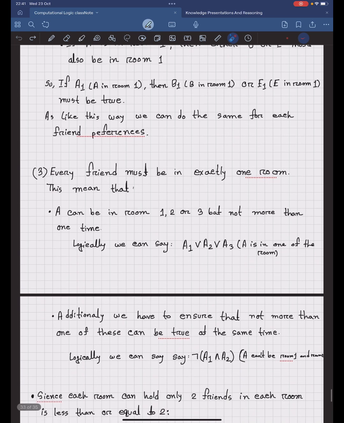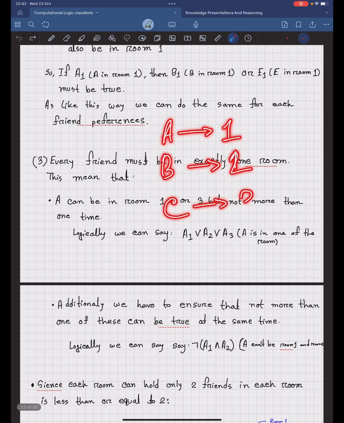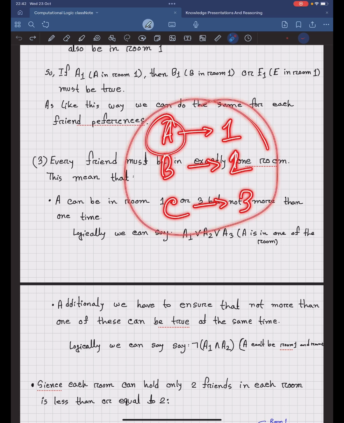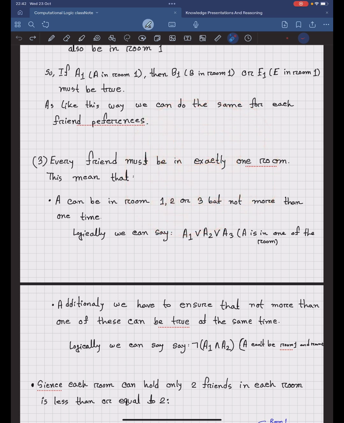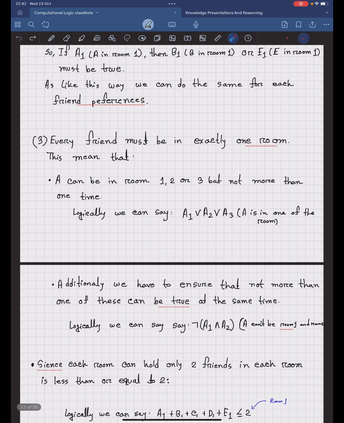I think you can understand that, and every friend must be in exactly one room. I actually wanted to tell you before that your A friend chooses room 1, your B friend chooses room 2, your C friend chooses room 3. That means your friends are staying separately in 3 rooms. So it can be room 1 to 3, not more. I told you before that.